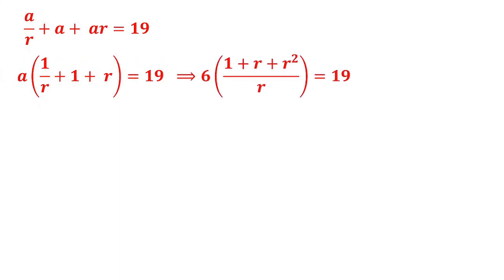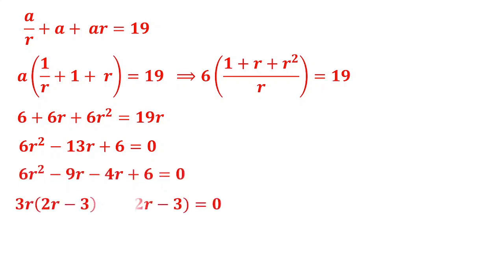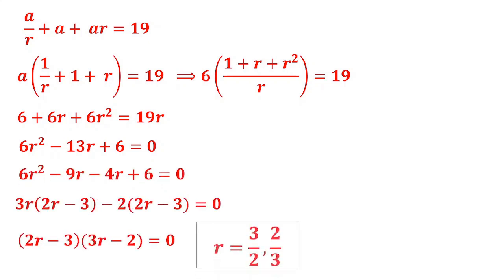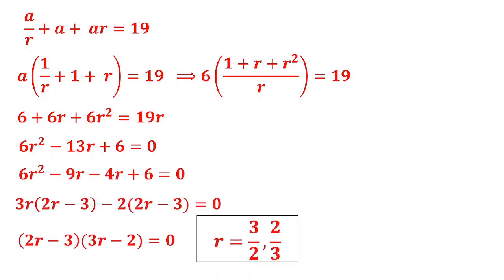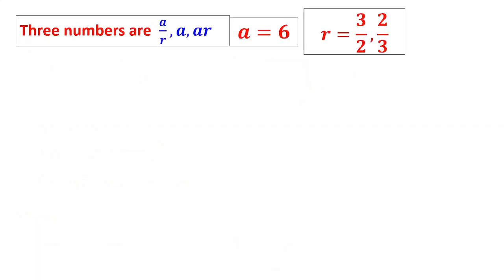A is already got as 6. Therefore, I am getting one quadratic equation as 6R square minus 13R plus 6. This can be solved. I am getting the values of R as 3 by 2 and 2 by 3. Now I have two values for R. A is 6 and R is 3 by 2 and 2 by 3.